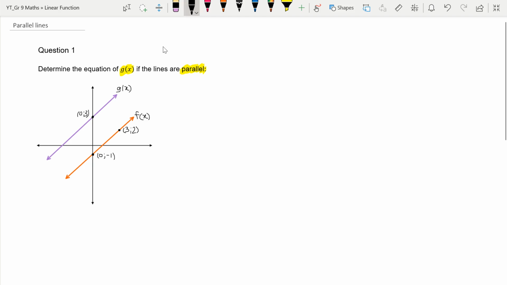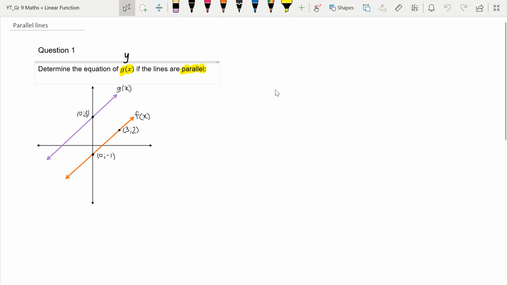Okay, well, first of all, g of x is just a different notation that represents y. And why do we use it? Because now we've got two different functions on the Cartesian plane, and we just use it to distinguish between them. The purple one is g of x, and the orange one is f of x. They're also saying that these lines are parallel. So what does that mean?